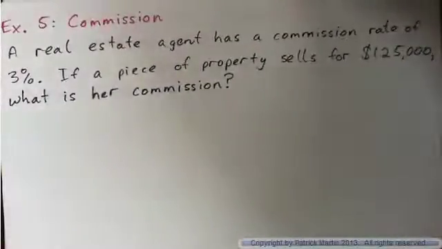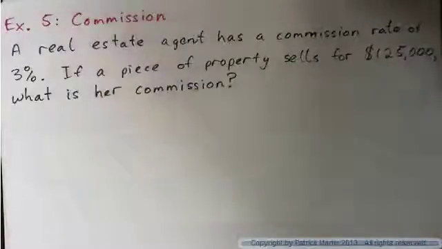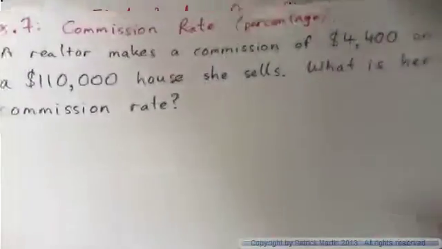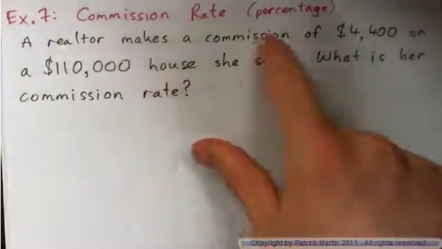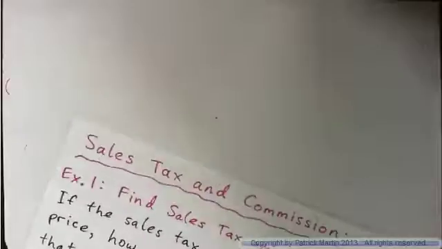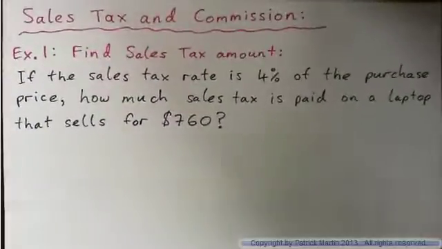Example 5, commission, find the commission amount. Example 6, find purchase price given the commission. You know that commission is 11%, find the purchase price. And example 7 is find the commission rate, the percentage rate of commission. Okay, so let's have a look at example 1.